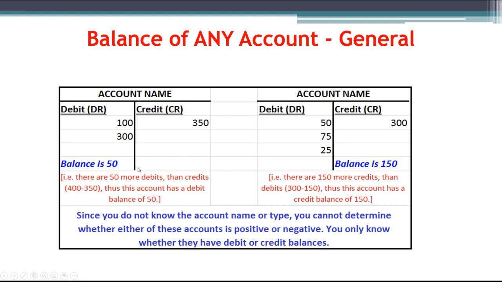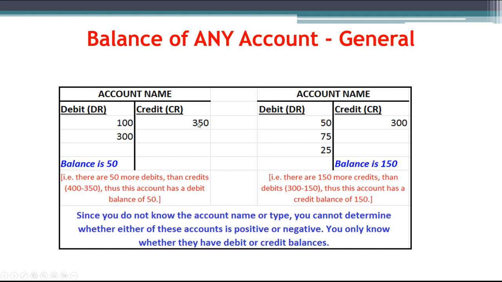What you see right here is called a T account. You can see it looks like a T, and it has two sides to it. The left side, which is always going to be a debit, and the right side, which is always going to be a credit. You cannot tell, because we don't know what account this is, whether this debit is increasing this account or decreasing it, or whether the credit is increasing or decreasing.